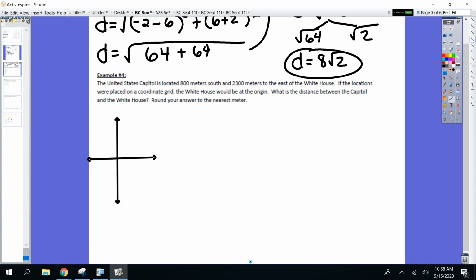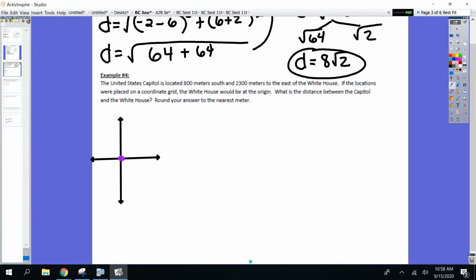Where's the White House located? The origin, another name for the origin, 0, 0. So there's our White House. I'll call it W, 0, 0. We got to figure out where the capital is going to be then: 800 meters south, 2,300 meters east. All right, honors kids, ready? You have quadrant 1, 2, 3, 4. I need to know what quadrant the capital will end up in. Hopefully you know where east is.